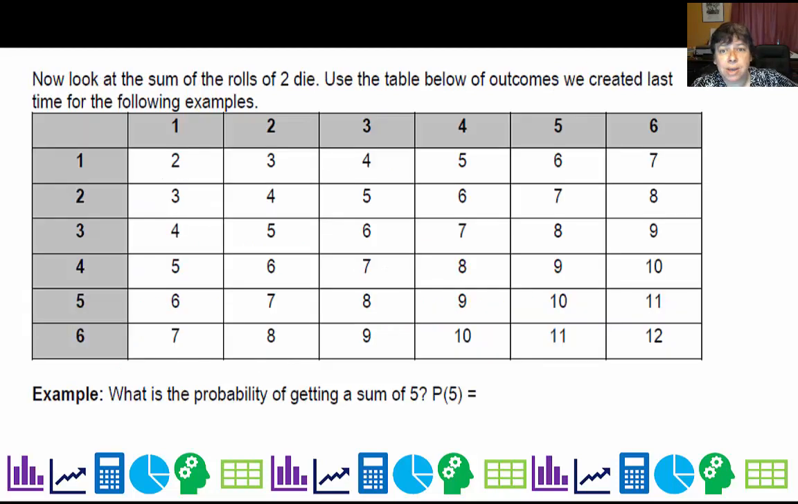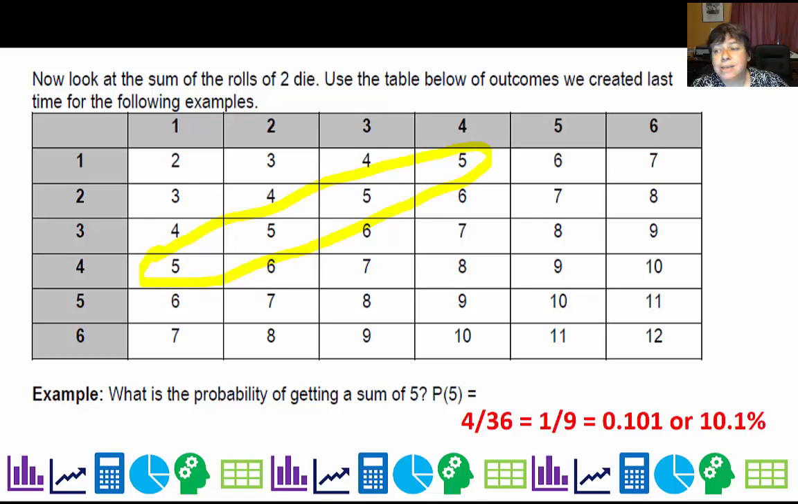So let's look at the sum of the rolls of 2 dice. I was nice and I put this table already for you so we can easily look at the outcomes. Well, what's the probability of getting a sum of 5? Well, there are 1, 2, 3, 4 outcomes for a 5. Out of 36, I could simplify that to 1/9, or 0.111, or 11.1%.